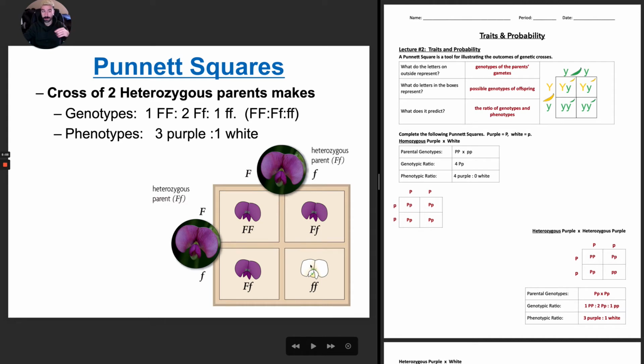Now the phenotypes don't work out quite the same way, because remember, both this and this genotype give you the purple phenotype. So there's actually 3 purple for every 1 white. And so we'd write that as 3 purple to 1 white.